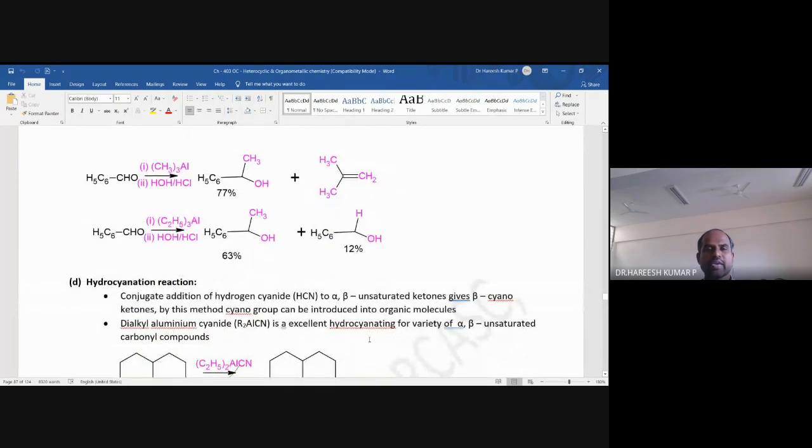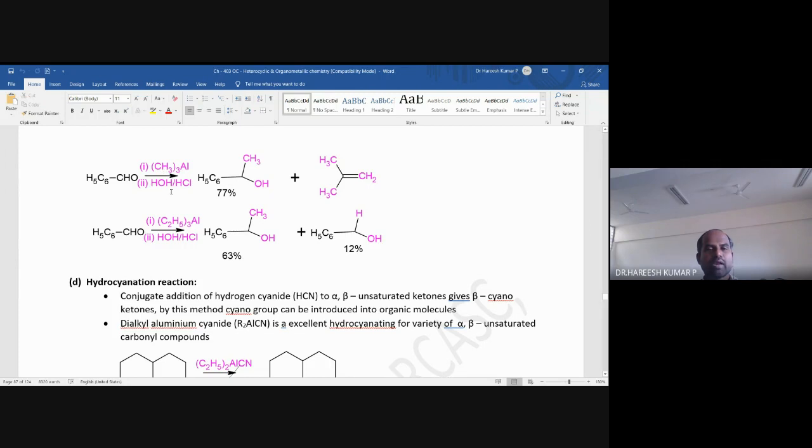So look here. Here I am taking examples. I am taking the same benzaldehyde itself. When benzaldehyde is treated with trimethylalane, here in trimethylalane, it does not act as a source of hydride, but it will act as a source of methyl group. So we can also categorize this as a carboalumination.